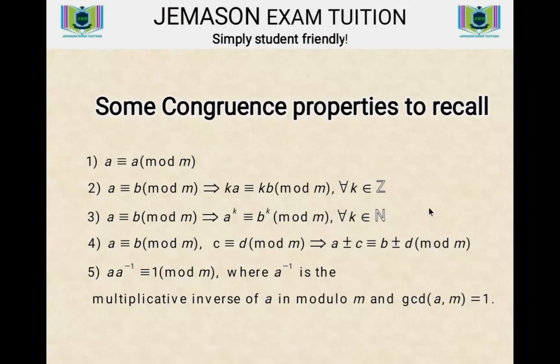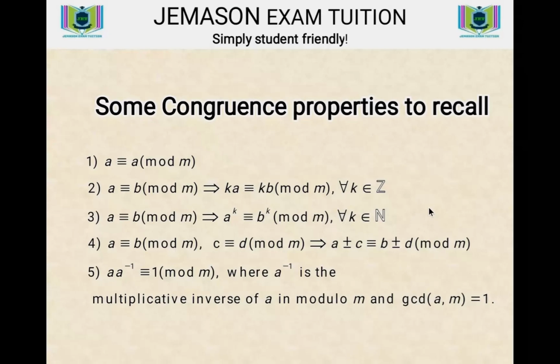To proceed then, there are some congruence properties that we need to recall. The first one is that an integer is always congruent to itself in a particular modulo. The second one is that if a is congruent to b, then it is possible to multiply both sides of the congruence by any integer, k for instance. And if I have a again congruent to b, it is possible to raise both sides of the congruence to a certain power k, where k is a natural number. That if I have two congruences in the same modulo, a congruent to b in modulo m and c congruent to d in modulo m, I can add both congruences or subtract both congruences to have another result.